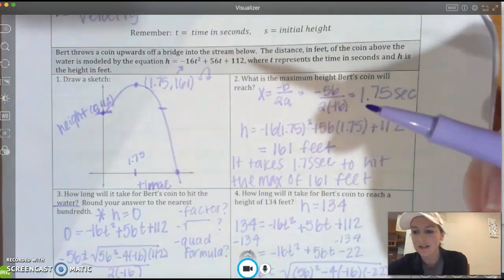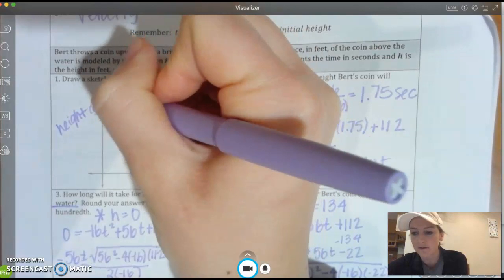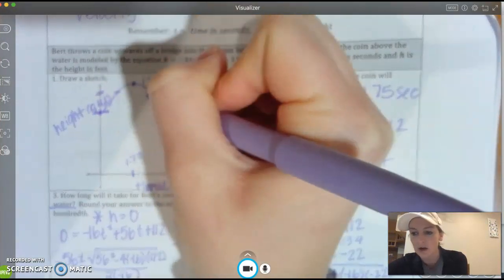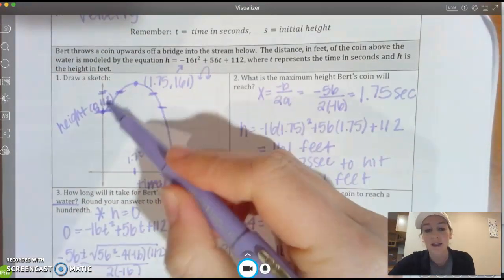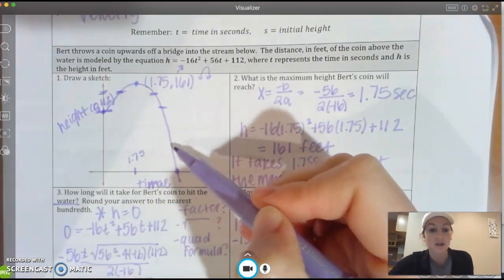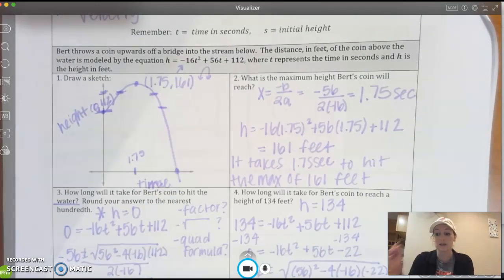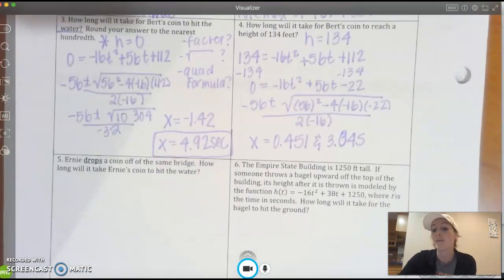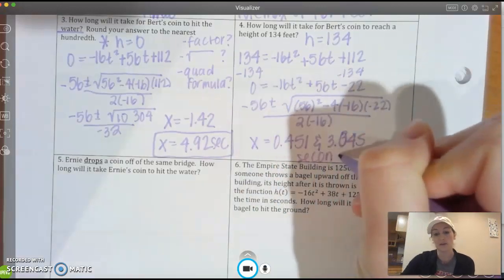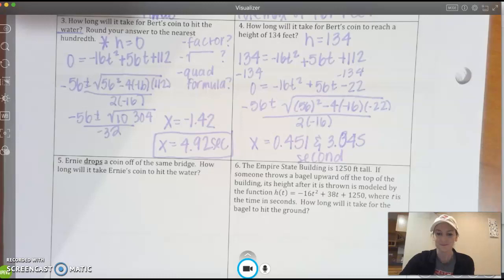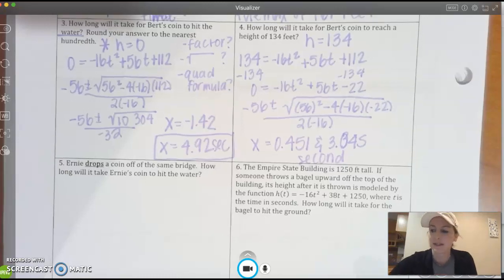If we're asking for 134 feet, which is probably about here, we're going to hit that 2 times, right? Once on the way up and another time on the way down. So it is true that we would have 2 answers here. It would take 0.45 seconds and 3.05 seconds for us to actually hit that height of 134 feet. Interesting, right? Okay, so we'll say seconds there.